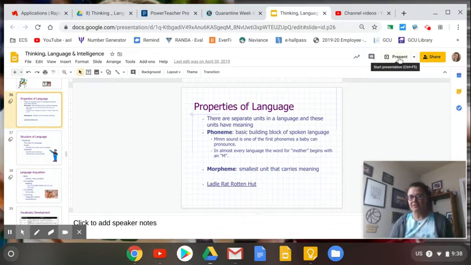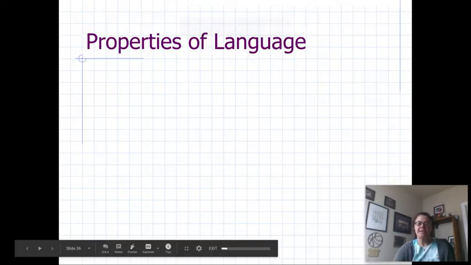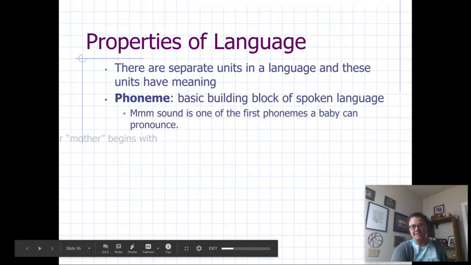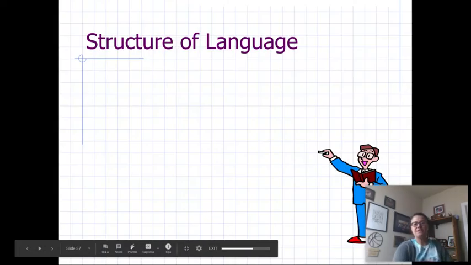This is where we left off last time, obviously talking about the phonemes and morphemes of language, especially human language. And so you guys did the dice assignment, or you're doing that dice assignment of Little Red Riding Hood. Well, let's move on from there. So now let's talk about the structure of language.